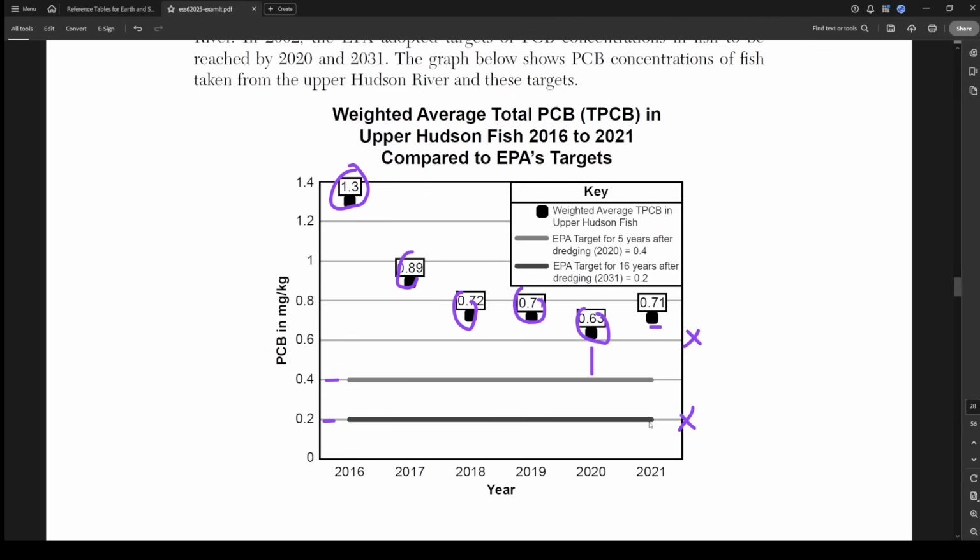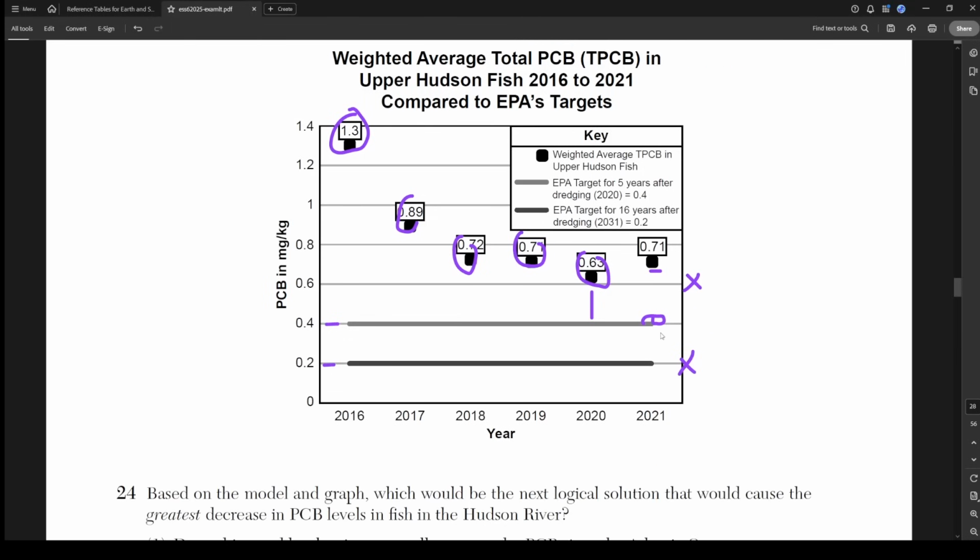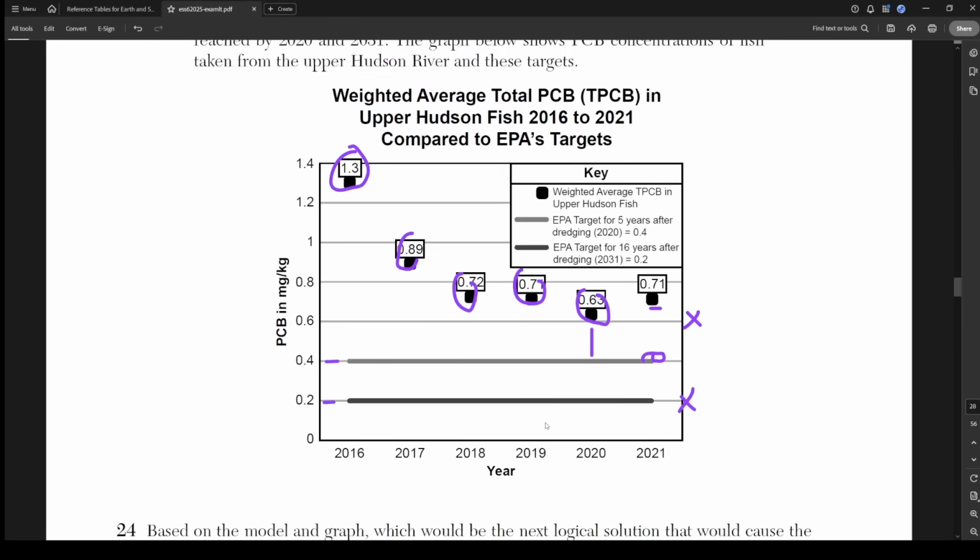From 2016 to 2021, they should have been at 0.4, but they didn't get there. If anything, it's going back up. So they did a terrible job.